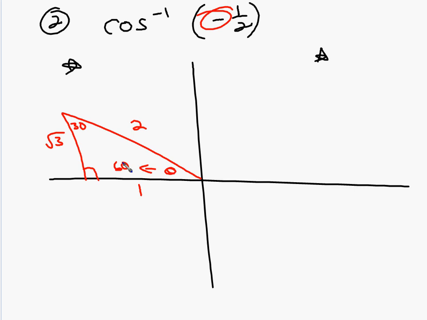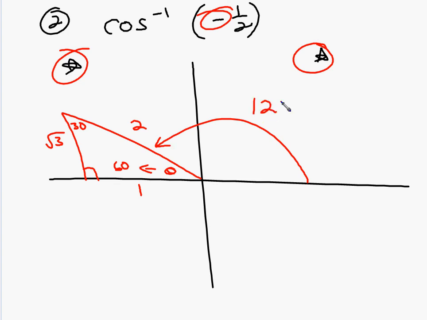But that is not my final answer. Cosine is defined in both the first and the second quadrants, so my answer is this one, whatever that angle is, 120 degrees. And we will stop there for today.